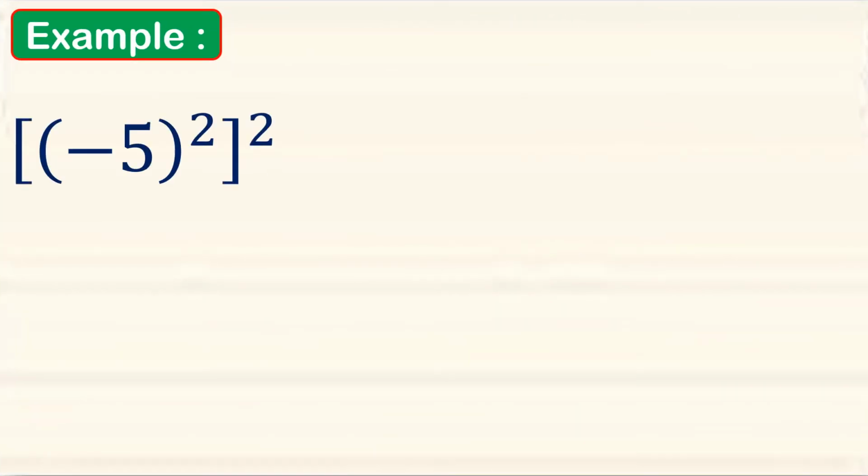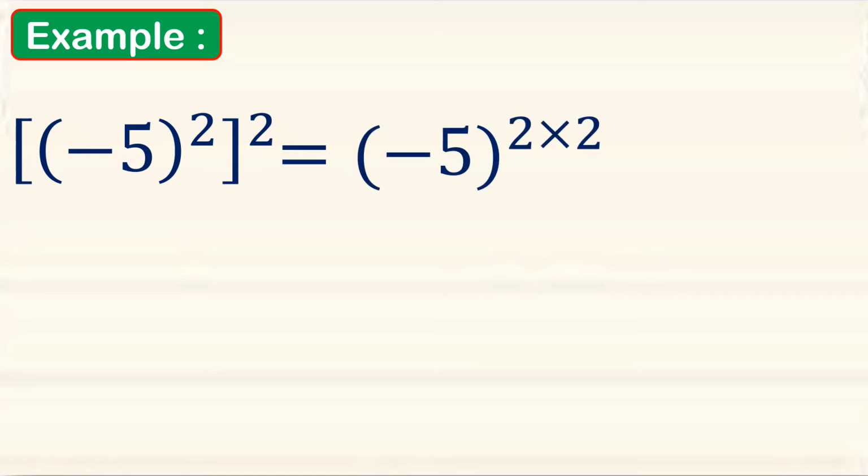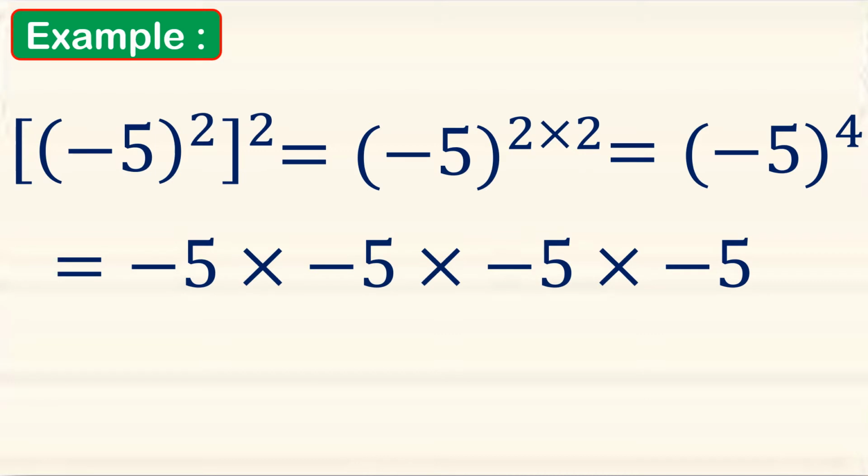Now let us have another one. If we have negative 5 squared raised to 2, in here we copy negative 5, then we are going to multiply the exponents 2 times 2. So since 2 times 2 is equal to 4, we have negative 5 to the fourth. And negative 5 to the fourth means that we are going to multiply negative 5 4 times by itself. So we have negative 5 times negative 5 times negative 5 times negative 5, which is equal to 625.